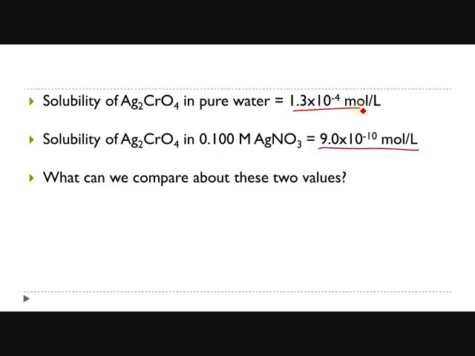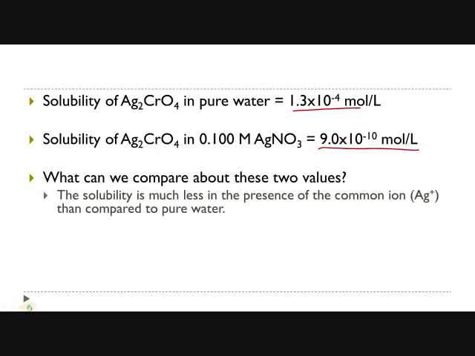So when we compare pure water versus dissolving in a common ion solution, what do we figure out about these things? Well, we can see that the solubility is much less in the presence of a common ion, which is the silver ion in this case, than compared to pure water. The value for the pure water is significantly bigger for the solubility than if it was in that silver nitrate solution.